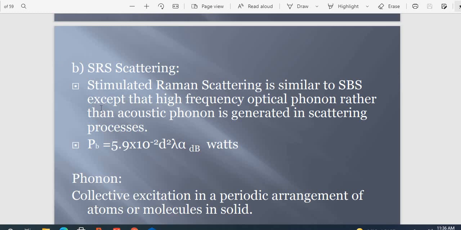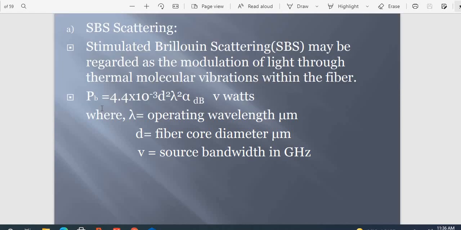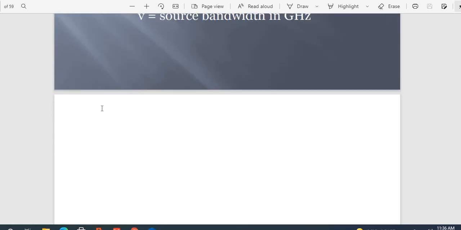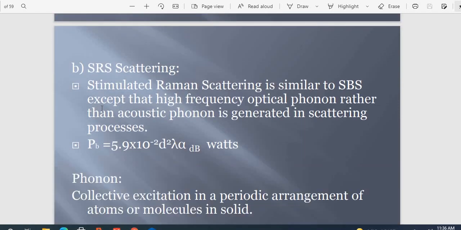What does R stand for, students? It is Raman. Stimulated Raman scattering is similar to stimulated Brillouin scattering, which we have covered. This formula and the previous one, both are part of non-linear scattering. Stimulated Raman scattering is similar to stimulated Brillouin scattering, except that it involves high frequency optical phonons rather than acoustic phonons. What is a phonon, students? It arises from the material we add inside the fiber; because of that material we get this particular scattering.